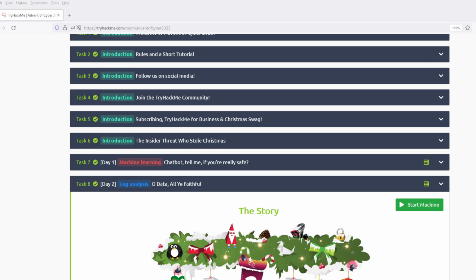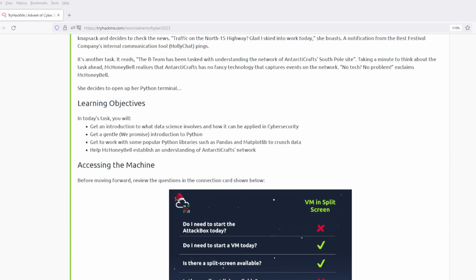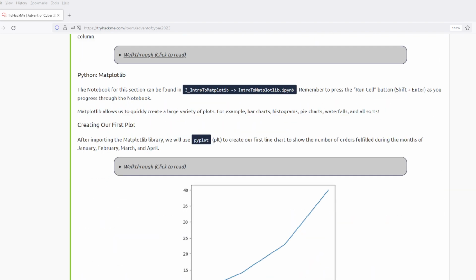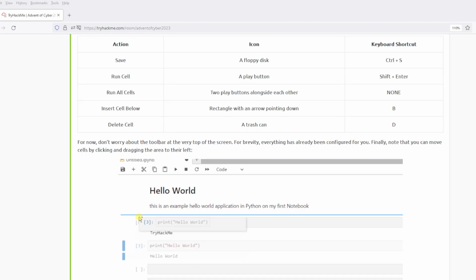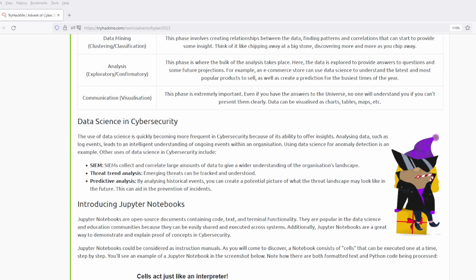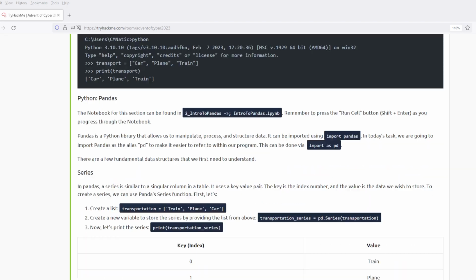My name is Victor. Today is day 2 in the Advent of Cyber from TryHackMe with $50,000 worth of prizes. And it's about log analysis. They are teaching you to use Jupyter notebooks and some Python and all that.